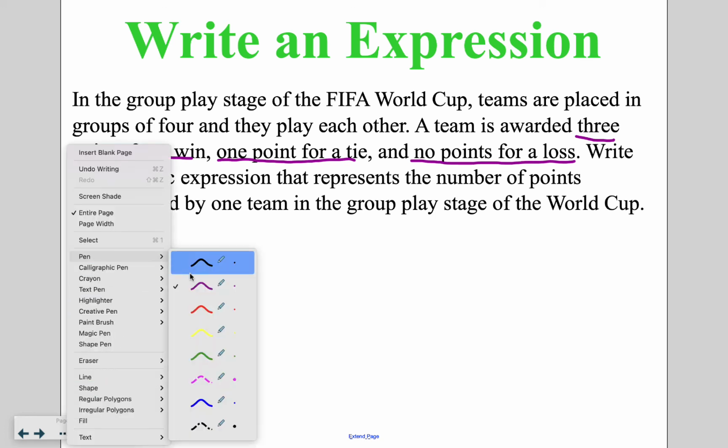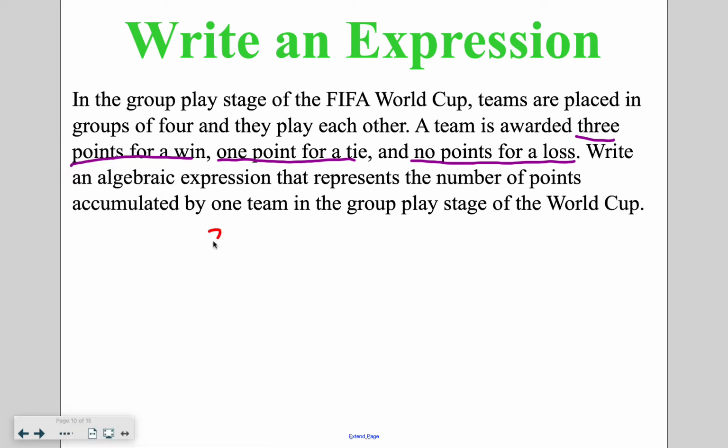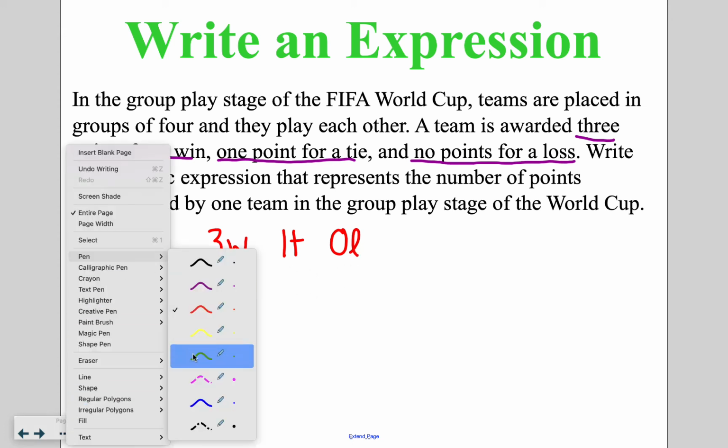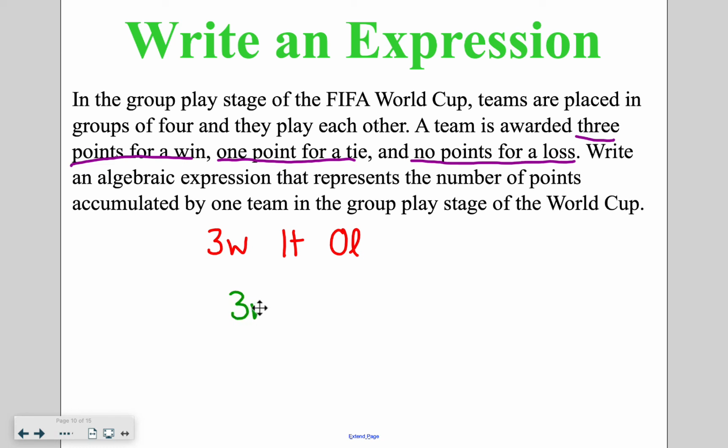I'm going to start with my 3 points for a win, and I'm going to say that that's 3W. I'm picking W because W for wins. Then I've got 1 point for a tie, so I'm going to have 1T, T for tie, and then we have 0 points for a loss, and I'm going to use L to stand for loss. Now I want to figure out the total number of points that is being accumulated. So we have 3W, that's going to tell us how many wins that they had, and I want to add on the amount they get from a tie.